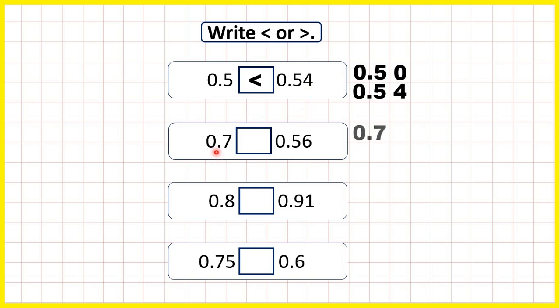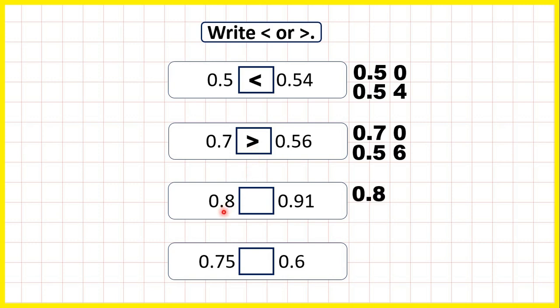Now we have 0.7 and 0.56. We write out the numbers with the decimal points lined up, write 0 in empty squares, and start by comparing the larger place values. So both numbers have 0 in the ones, but when we look to the tenths, we can see that 7 is larger than 5, so we know that 0.7 is our larger decimal. It doesn't matter that this second number has 6 hundredths, because hundredths are smaller than tenths. So, because the first number has more tenths, we know that that's the larger decimal.